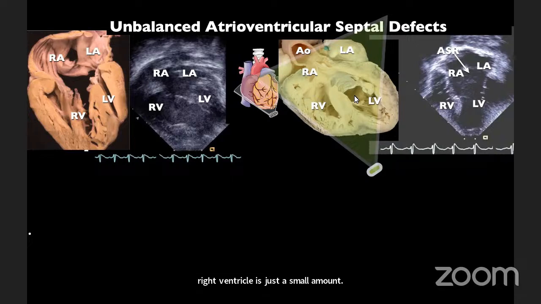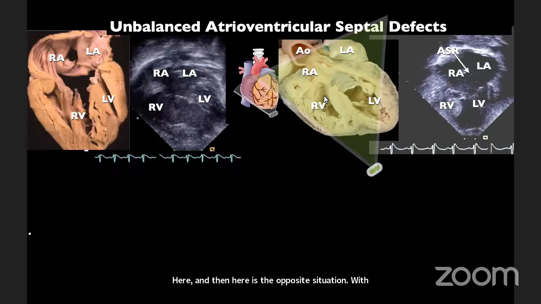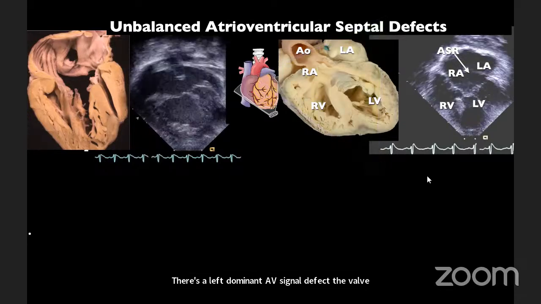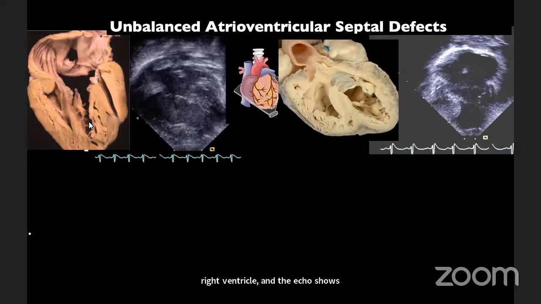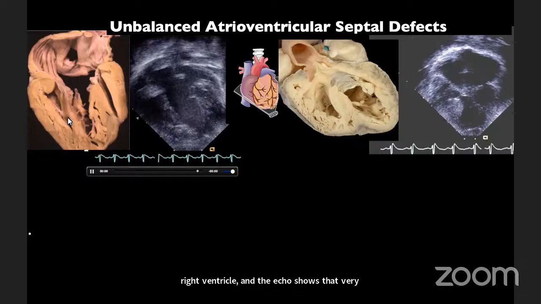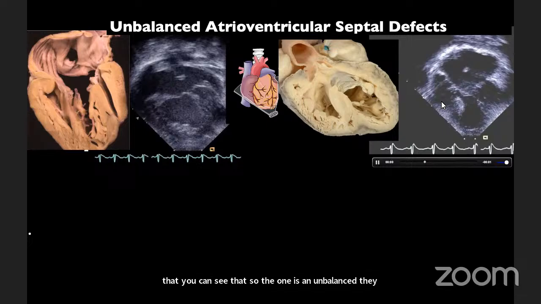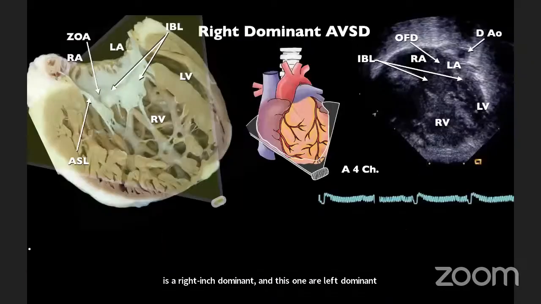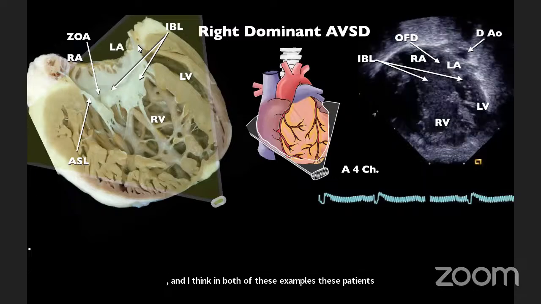And then here is the opposite situation where there's a left dominant AV septal defect. The valve annulus is largely over the left ventricle, okay? There's very little in the right ventricle, and the echo shows that very beautifully as well. And I'll take the labels off so that you can see that. So they're both unbalanced AV septal defects. This one is right ventricle dominant, and this one left dominant. And I think in both of these examples, these patients would have to go down the single ventricle route.